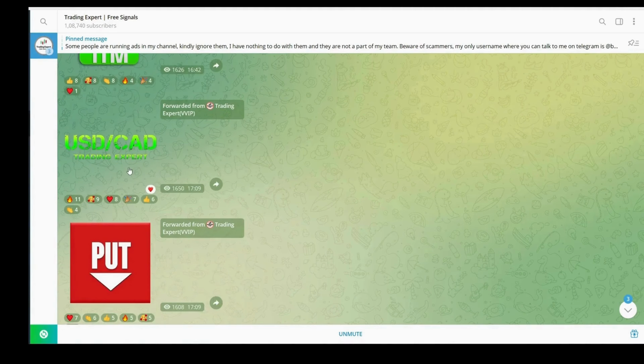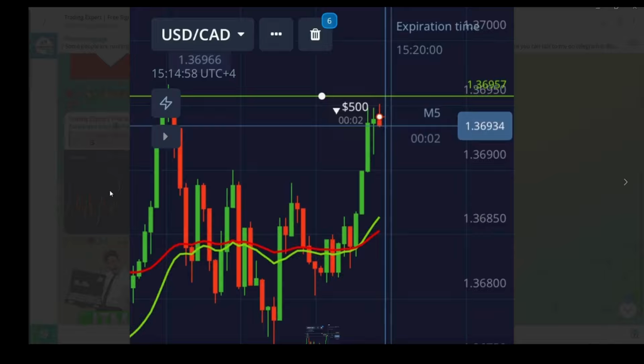Now, let's move on to the next trade, which was on USDCAD for the downside move. There was a clear resistance level that we had already marked, and the previous candle showed weakness near that resistance. That's why we provided a sell signal, and this trade ended in a clear win.